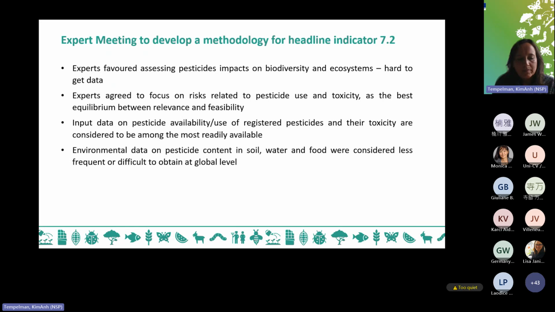So when we started the meeting, we first began by asking ourselves, what would be the ideal headline indicator to measure this target 7B? The experts had a clear preference for assessing pesticides' impacts on biodiversity and ecosystems, but soon they came to the conclusion that it was hard to get data. They settled on risks related to pesticide use and toxicity, because this was considered to be the best equilibrium between relevance and feasibility. Basically, input data on pesticide availability and use of registered pesticides and their toxicity are considered to be among the most readily available. The experts also looked into environmental data on pesticide content in soil, water, and food, but this data collection is considered less frequent and difficult to obtain at global level.